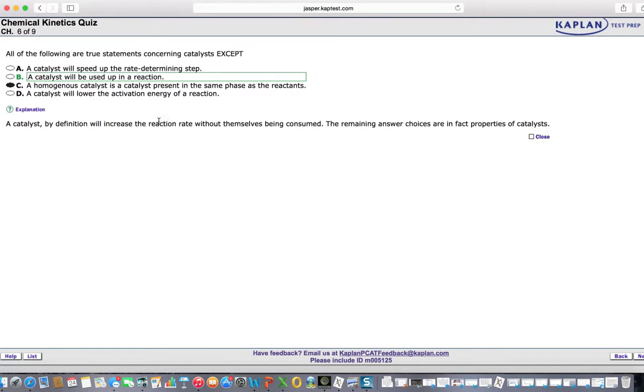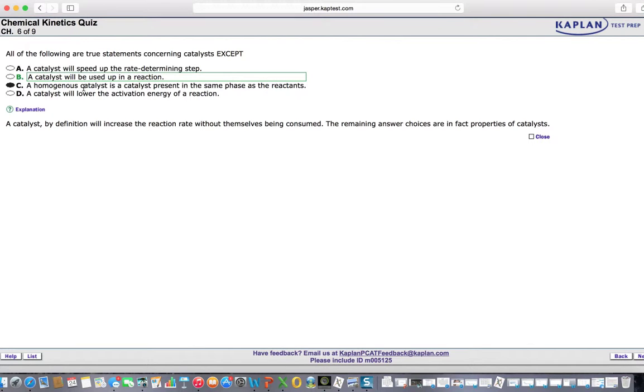Number 6, all the following are true statements concerning catalysts except. The first definition of a catalyst that you obtain in biology is that a catalyst speeds up a reaction without being consumed in the reaction. So overall, it is not used up in the reaction. Now, in terms of a mechanism, it will be initially used up, but later it will be reproduced. You cannot use up a catalyst in a reaction.